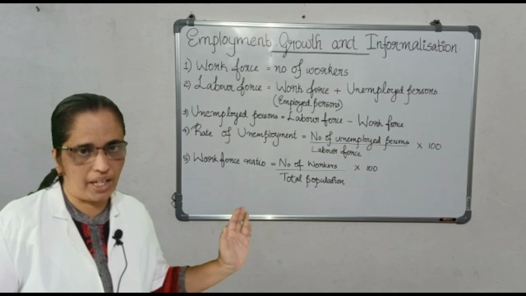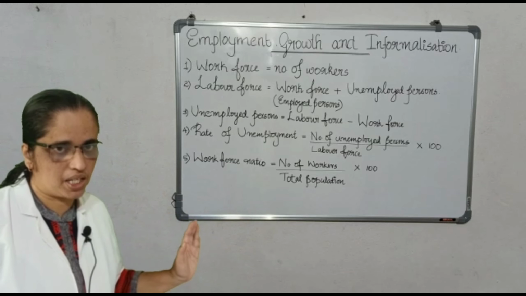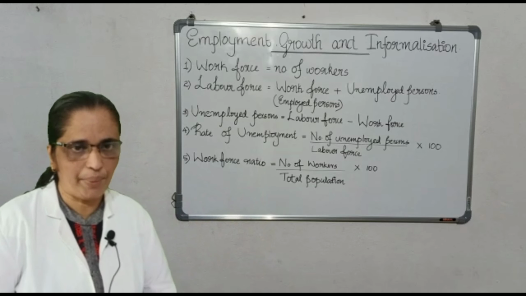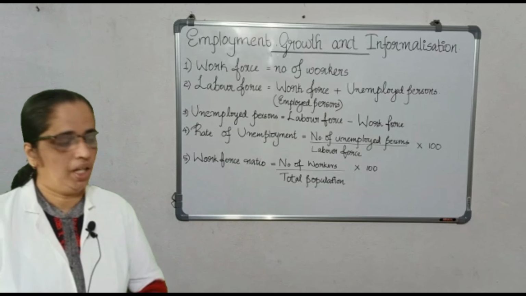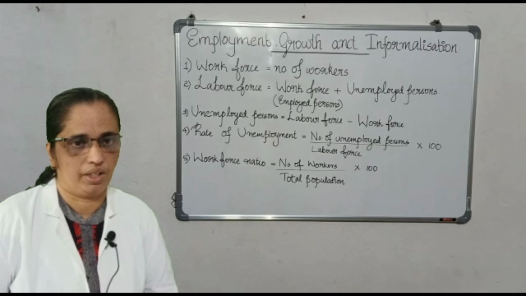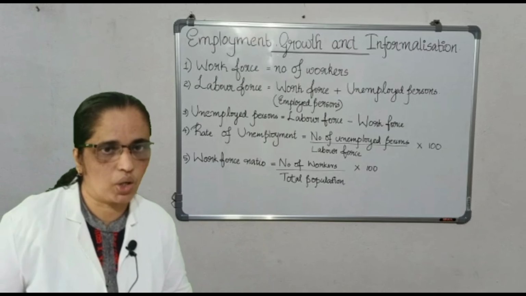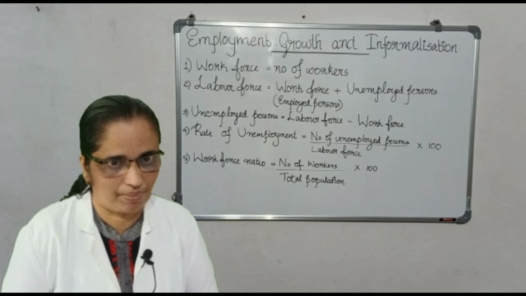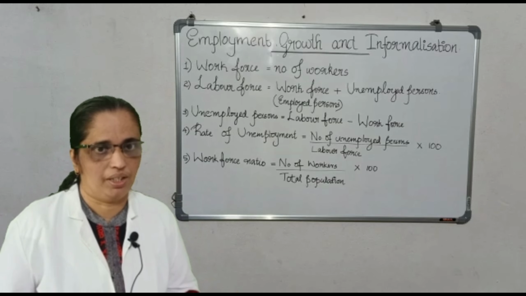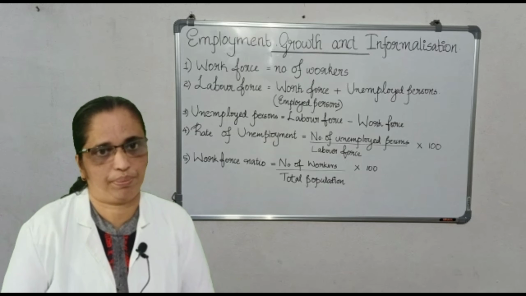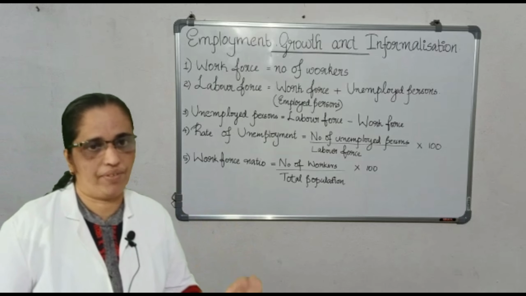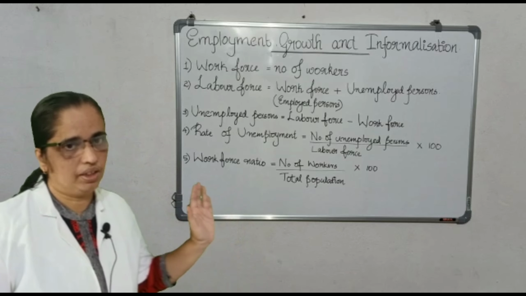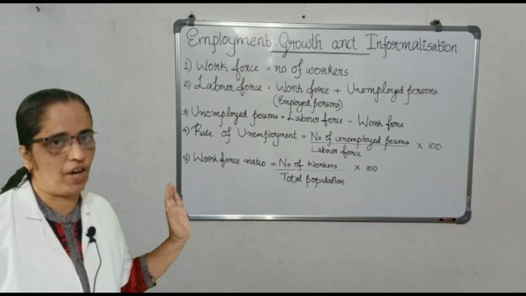Now, how can we calculate the unemployed persons? Unemployed persons is equal to labor force minus workforce. As you know, in India, labor force is growing. Enough labor force is there, but work is not there. As a result, there is a huge gap between labor force and workforce. The number of unemployed persons has been increasing over the years. So how can we calculate unemployed persons? If we take the difference between labor force and workforce, we will get the magnitude of unemployment or the number of unemployed persons in our country.